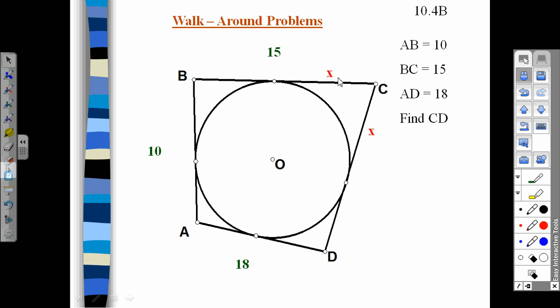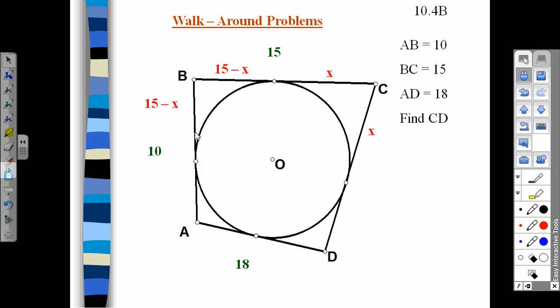All right. Now, moving on, they've told us that this entire segment BC has a length of 15 units. And if I know from here to C is X, I can say that from B to the point of tangency is 15 minus X. Now, once again, using our two-tangent theorem, if this tangent segment is 15 minus X, then that tangent segment also has to be 15 minus X.